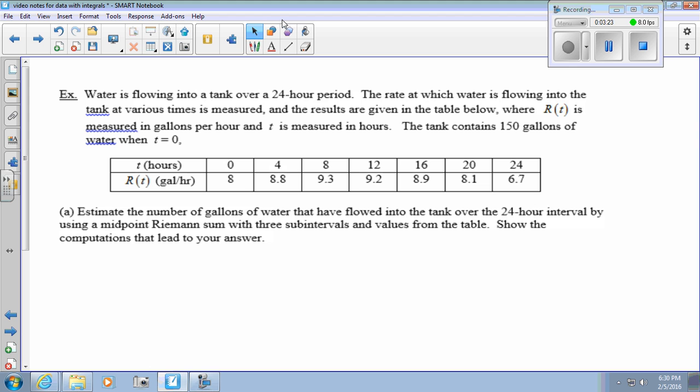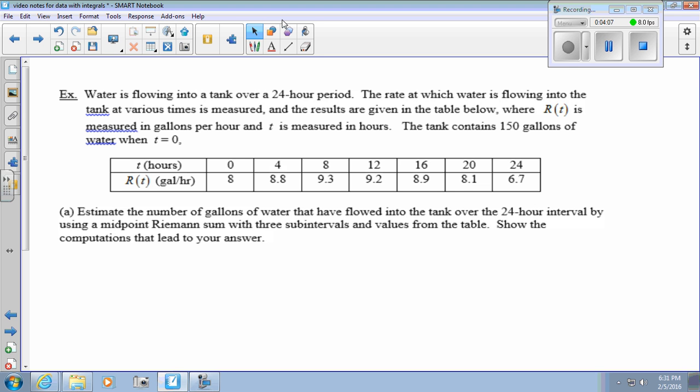So in my first interval from 0 to 8, my width is 8, and my height is going to be based on the midpoint. The midpoint of 0 and 8 is 4. So I'm going to use f of 4, the function value when t is 4, as my height. For my second interval from 8 to 16, my width is still 8, but the midpoint of 8 and 16 is 12, so I'm going to use f of 12 as my height. For our last interval, 16 to 24, my width is 8, but the midpoint of 16 and 24 is 20, so I'm going to use f of 20.